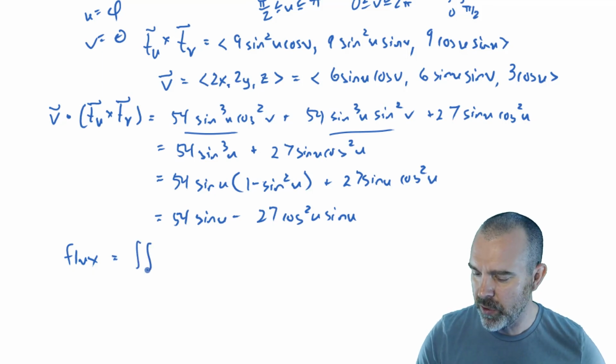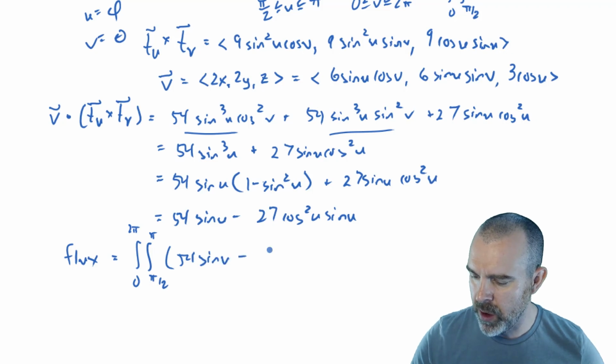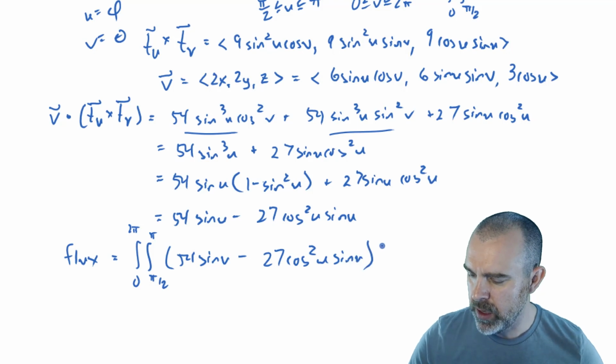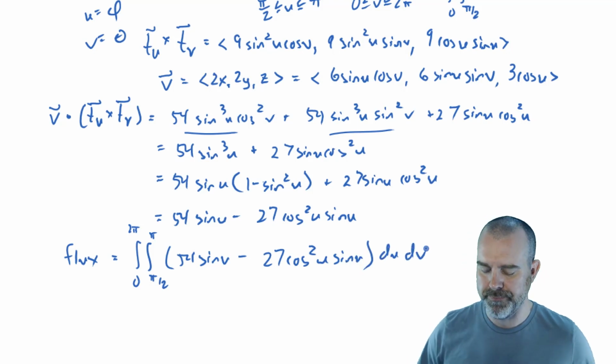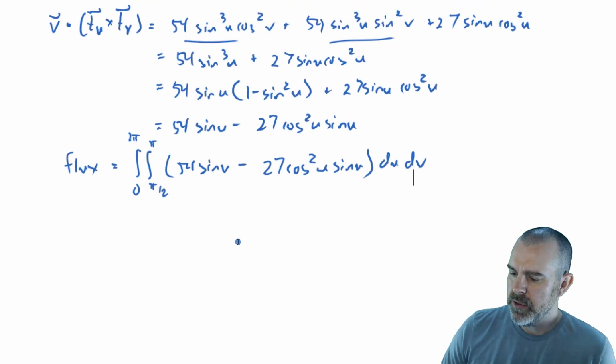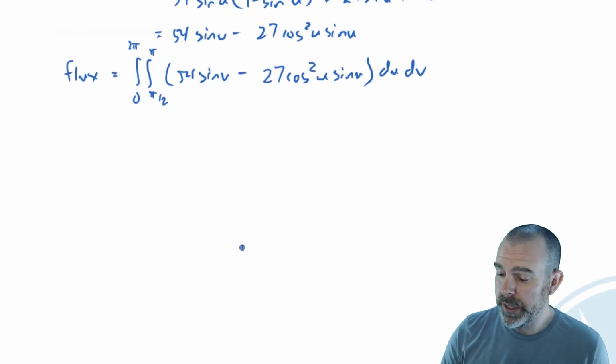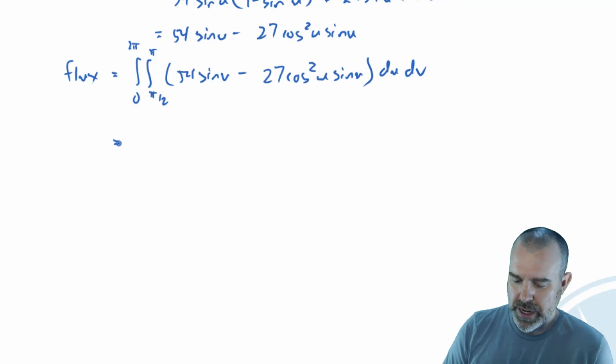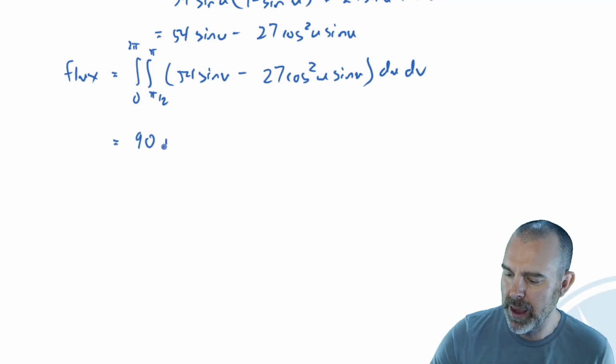So the flux, the total flux, will be the integral over the region, pi over 2 to pi, 0 to 2 pi, of 54 sine u minus 27 cosine squared u sine u du dv. I'll let you try that integral on your own. That's worthwhile. It's like 3 or 4 steps. You need a u substitution for the second integral. You might be able to do that one mentally. But you should end up with 90 pi cubic meters per second.